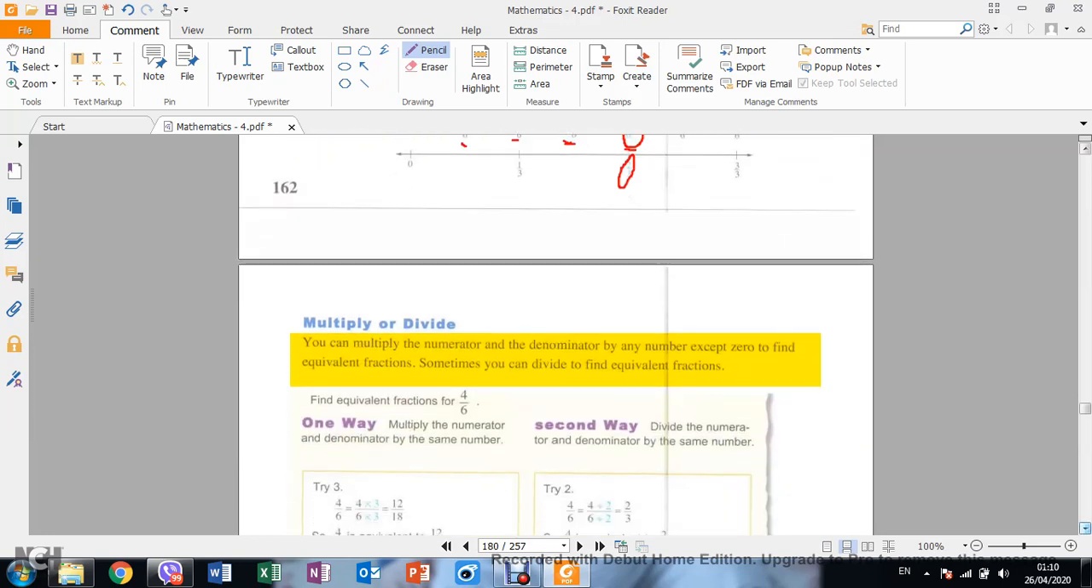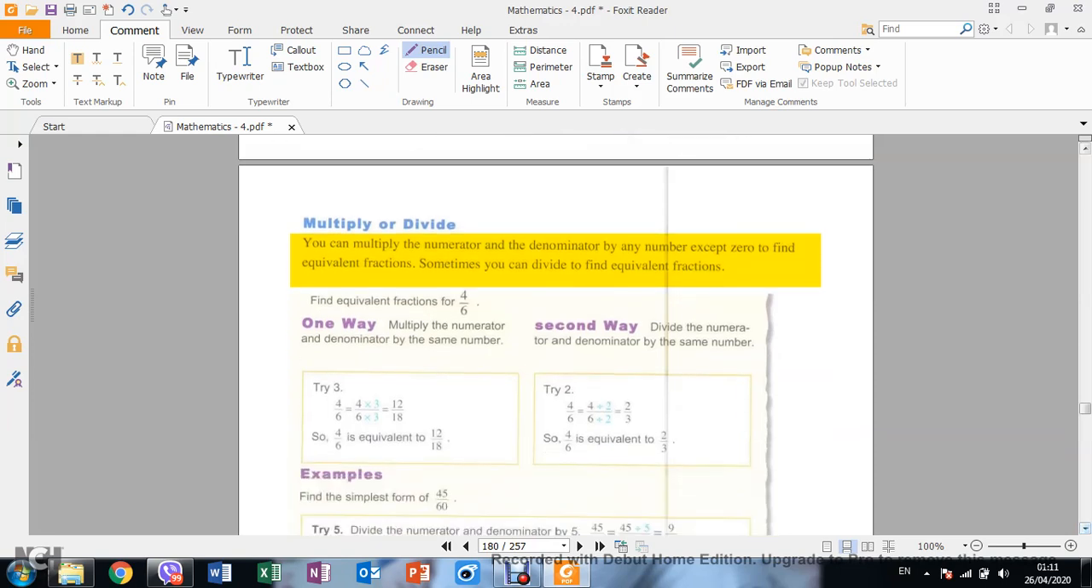Now we can use multiply or divide for finding equivalent fractions. You can multiply the numerator and denominator by any number except 0 to find an equivalent fraction. And sometimes you can divide to find equivalent fractions. Every time you can use multiply, but sometimes you can use divide.